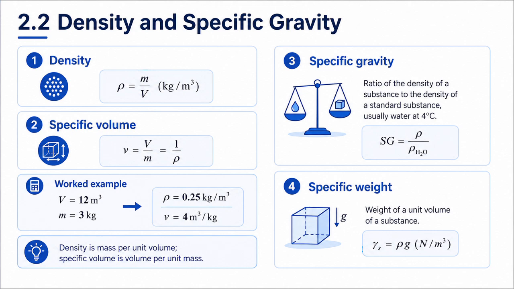The last quantity to address is specific weight. Specific weight is the weight per unit volume. It is denoted using different notations, but in this textbook it is notated using gamma subscript s, which is equal to rho times g.